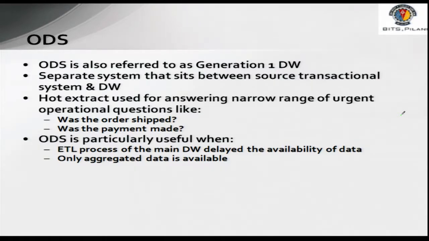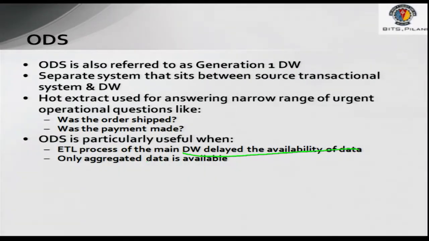It is also used as a hot extract, used for answering a narrow range of urgent operational queries, like was the order shipped or was the payment made. And ODS is particularly useful when the ETL process of the main data warehouse delays the availability of data and only aggregated data is available. So ODS has the same granularity as the source system, whereas a data warehouse can have a different, coarser granularity than the ODS and the source systems.